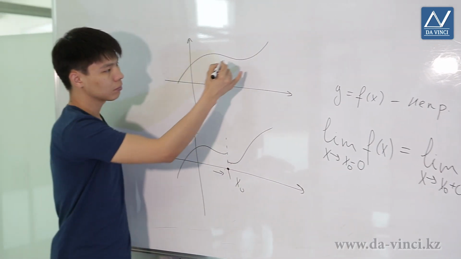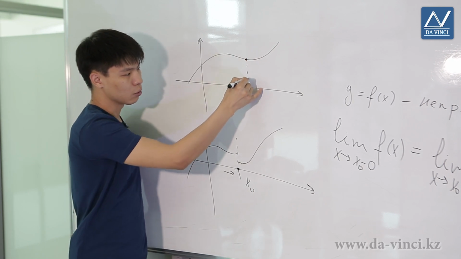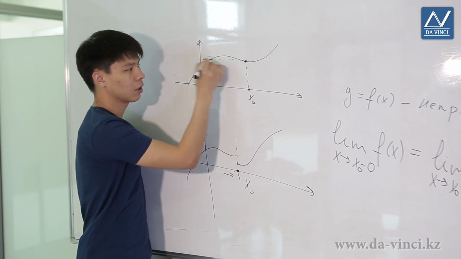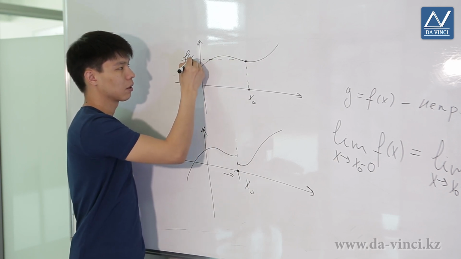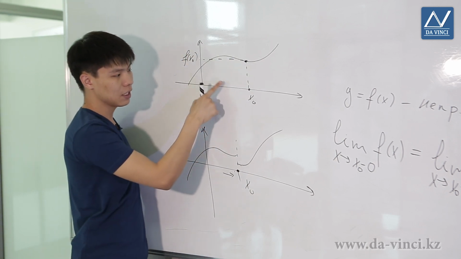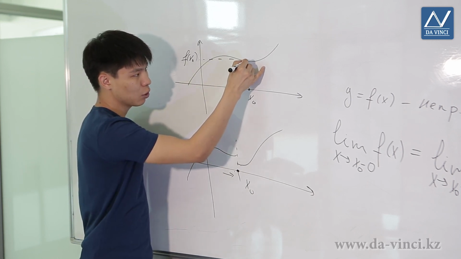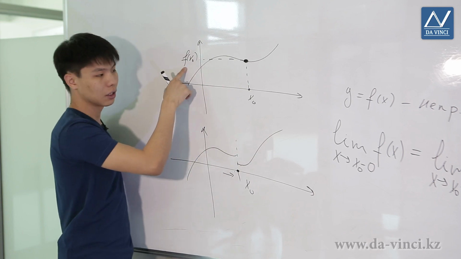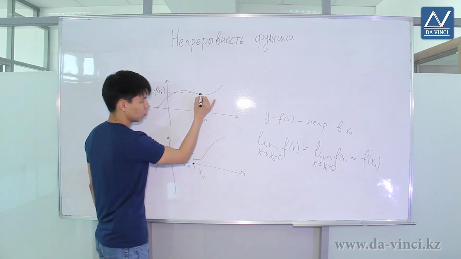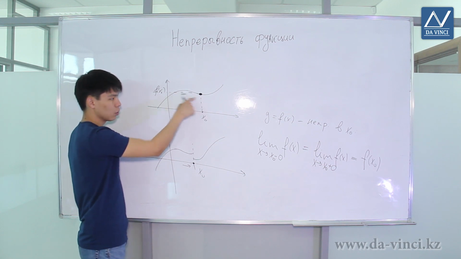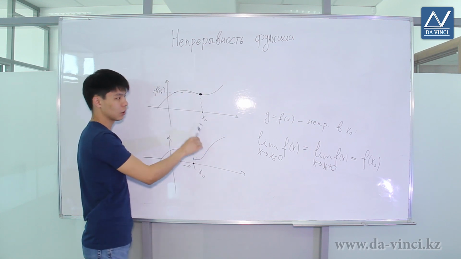For example, let's take the point x0 here. The corresponding value will be f of x0. And take a look at the limit from the left. If we approach this point from the left, we will just get this value. If from the right, then again this value. And the value of this function is f of x0. That is, this function is continuous at the point x0.